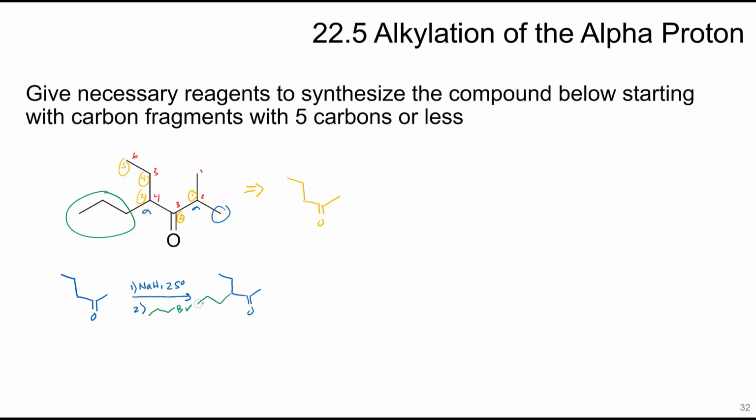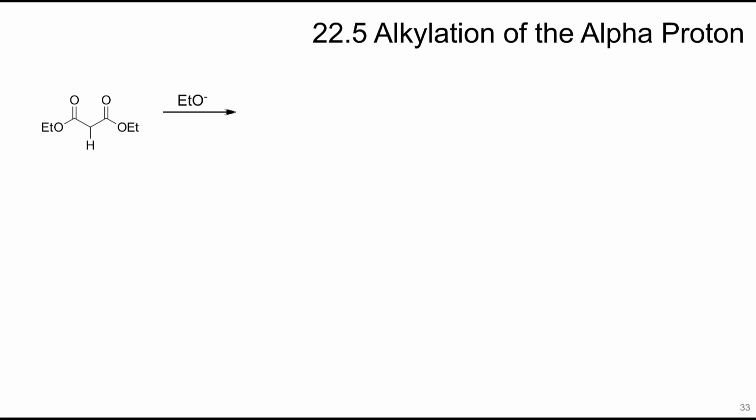1, 2, 3. And then I need to add 2 methyl groups to the other side, so I'm going to use LDA at minus 78 degrees Celsius. I'm going to do that one in excess, and then CH3Br in excess as well to get the 2 methyl groups. So we alkylated protons on carbonyls that were aldehydes or ketones.